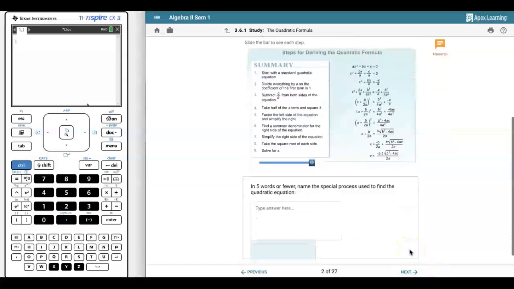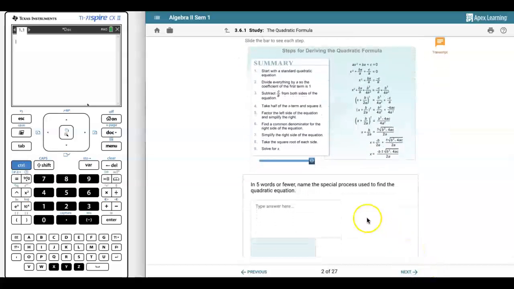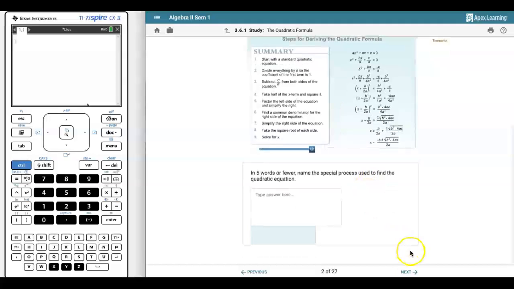In 5 words or fewer, name a special process used to find the quadratic formula. Well, that one was completing the square. We had to complete the square in this step right here so that we could then factor and get this perfect square trinomial. So that was one of the special processes used.